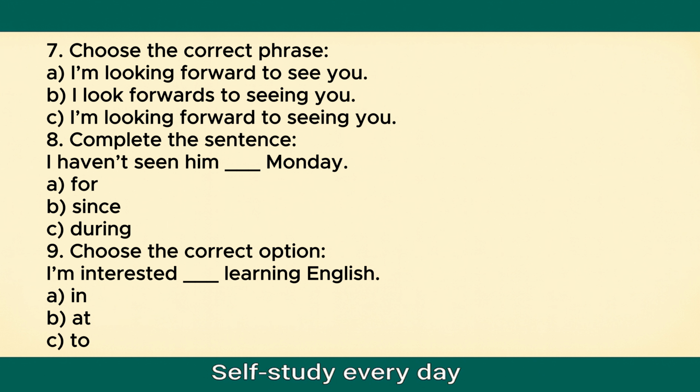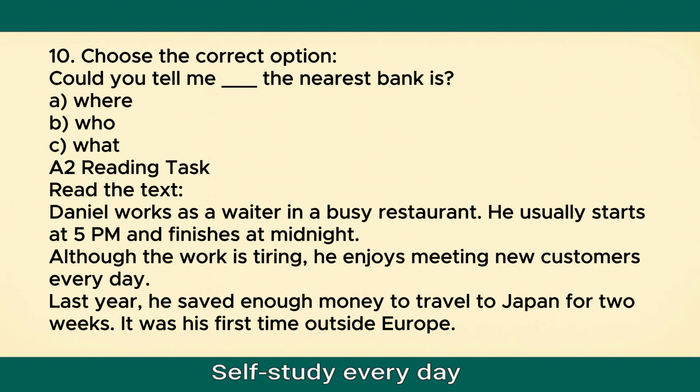I'm blank interested learning English. A. In. B. At. C. To. 10. Choose the correct option. Could you tell me blank the nearest bank is? A. Where. B. Who. C. What. A2 Reading Task. Read the text.